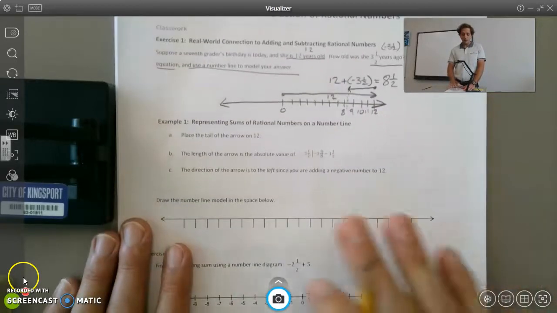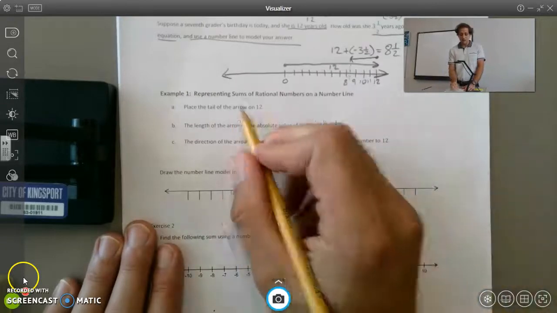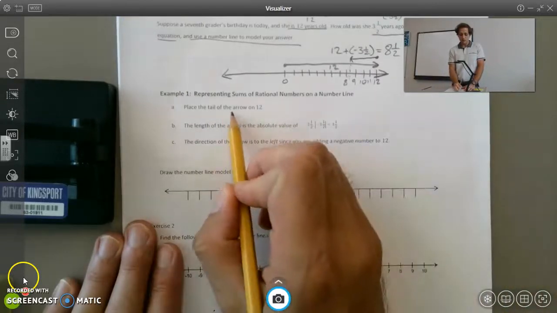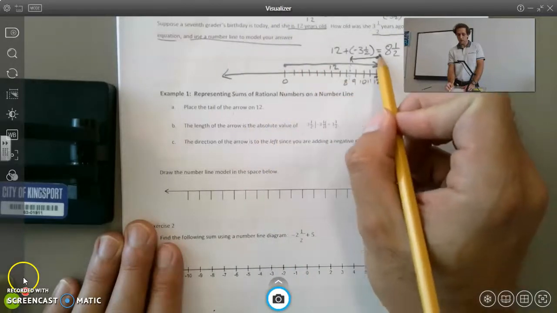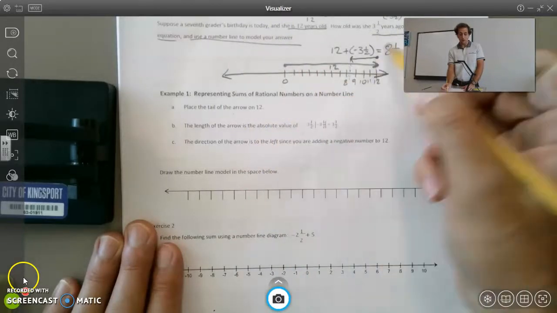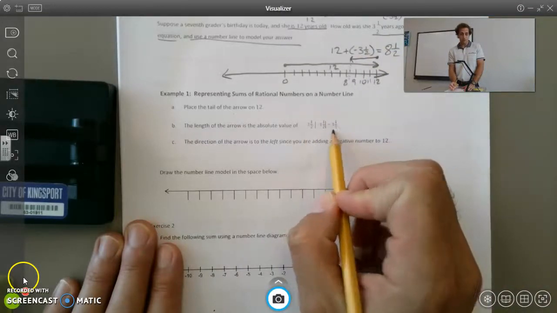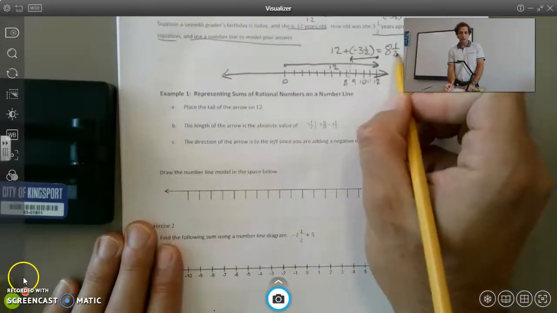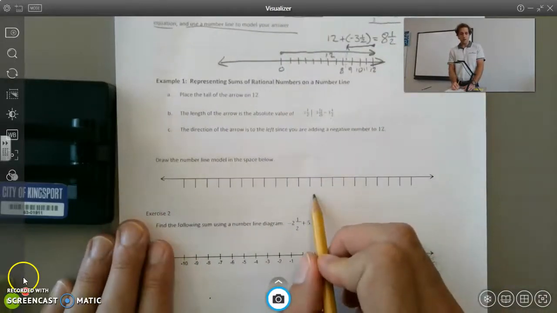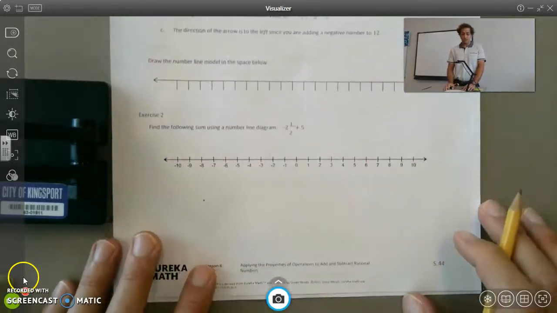And that's how we would go about doing that problem. Example 1 actually is that problem. So it's the same idea here. Place the tail of the arrow on 12. So we're drawing an arrow, we're going to place an arrow on 12, and we're going to go back 3 1/2 spaces, and we get the answer 8.5. So you can bring that down here on this number line if you'd like, but that's the model right there. Exercise 2.